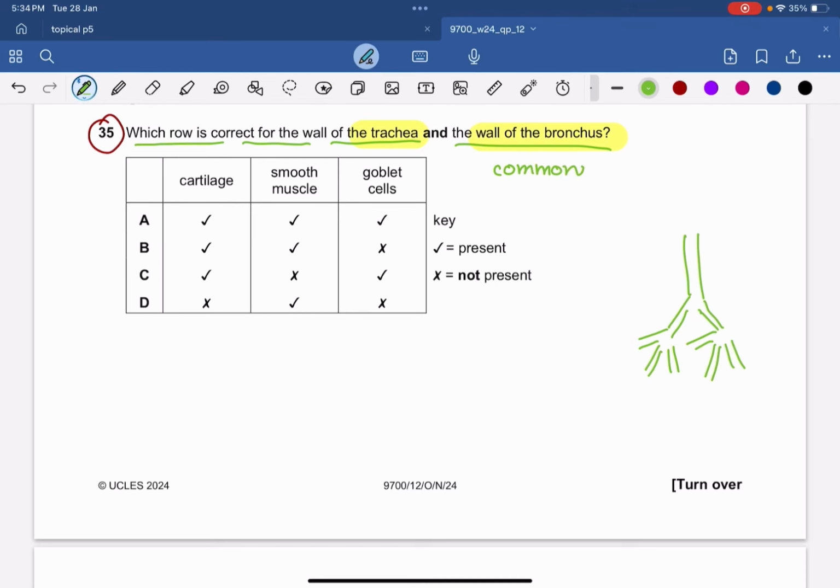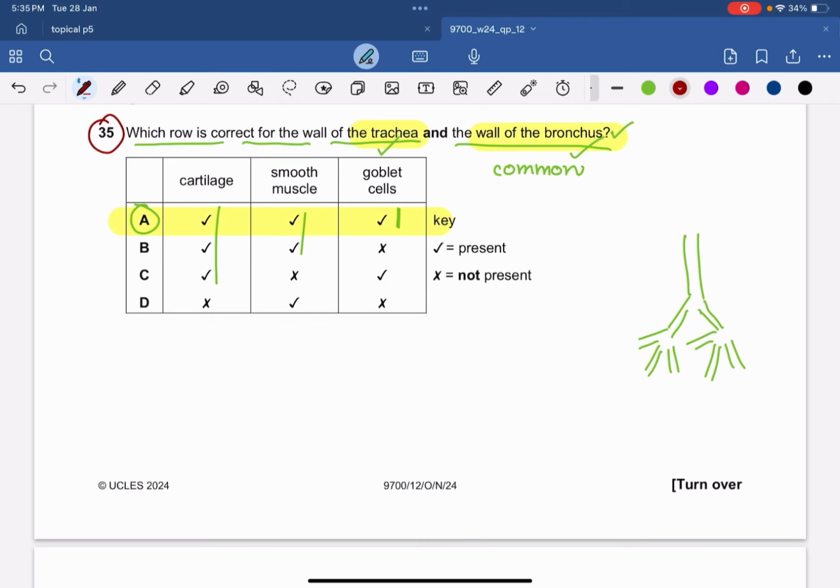The cartilage is found in the trachea, and in the bronchus as well. In the trachea the C-shaped cartilage is found, and in the bronchus there are irregular pieces of cartilage. Smooth muscles are found in both the trachea and the bronchus. Goblet cells are also found in the epithelium of the trachea as well as the bronchus. So the answer to this question is option A.